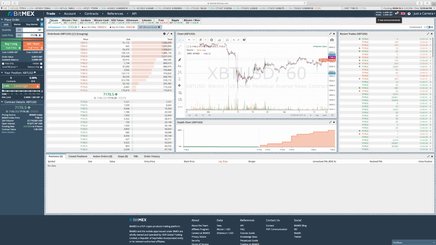So I want to direct your attention to the tabs up here: Trade, Account, Contracts, References, API. We're going to be focusing on these two. The Trade tab we're looking at currently, and is as it sounds, that's where all the trading happens. But before we can actually start trading, we need capital on the exchange. So I want to focus your attention to the Account tab.